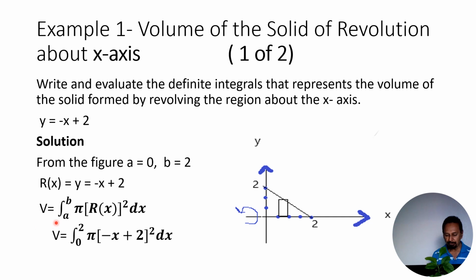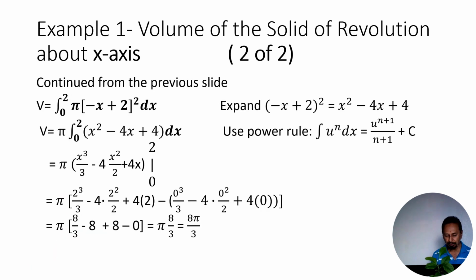And we use this formula, V is equal to the integral from a to b of pi times r of x squared dx. And r of x is equal to y, or f of x. You put that in. And here x is 0 and x is 2, so replace a with 0 and b with 2. Now to find the definite integral, first we expand (minus x plus 2) squared.